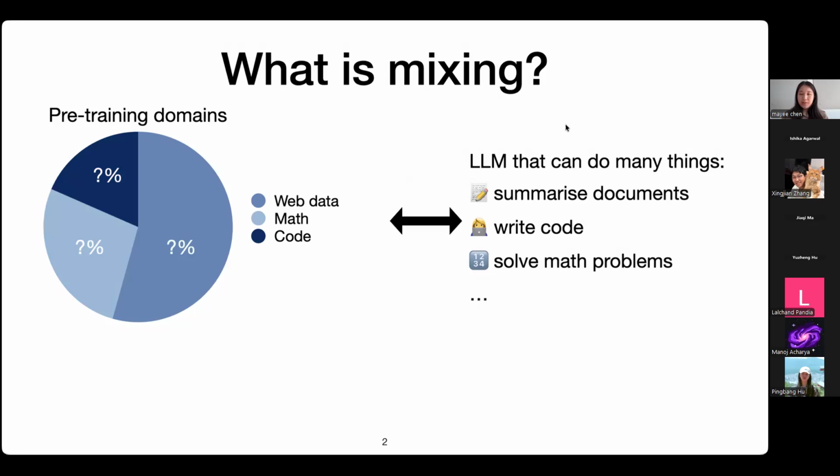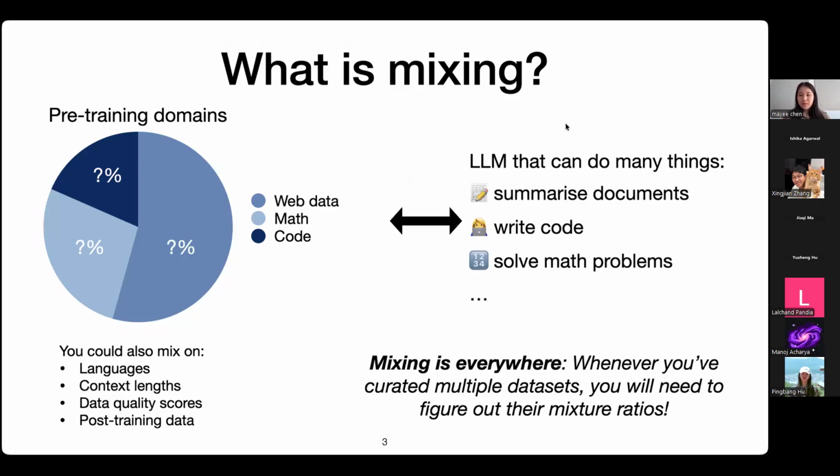Okay, so to start with some basics, data mixing is the procedure of figuring out the sampling ratios across different datasets. You combine data from different domains to create a training dataset that results in your model exhibiting a broad variety of capabilities. More generally, I want to emphasize that data mixing is everywhere if you're trying to develop data to train a model. You can mix on different languages, across quality scores, and at different stages of training, not just pre-training. Basically, whenever you have more than just one dataset, you inevitably need to decide the ratios of this data mix.